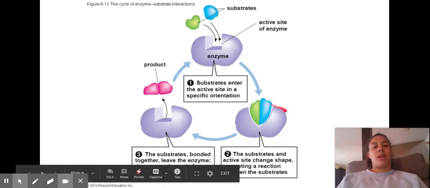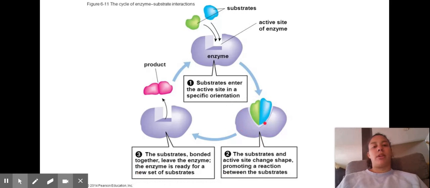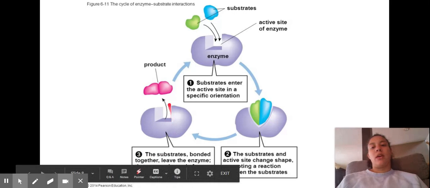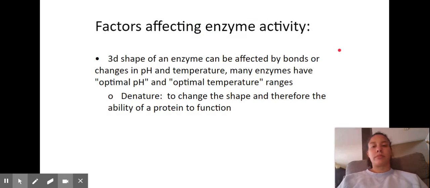Here's our enzyme substrate complex again, when they momentarily latch on together and they have some weak bonds, and then the product leaves, and then the enzyme is available to bond with further substrates later on.